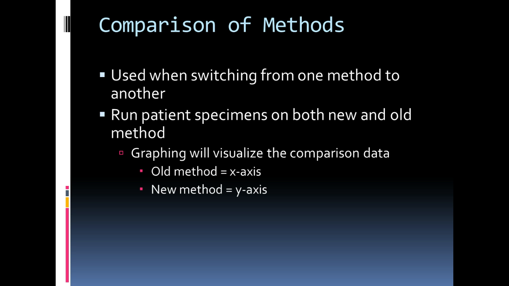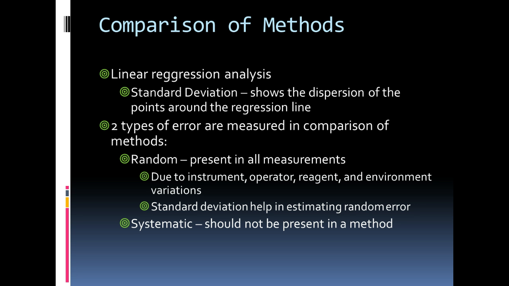You want to compare methods. When switching from one method to another, you run patient specimens on both the old and new method. So if you have old analyzer and you've got new analyzer, you're going to run the same specimens on both. You're going to put the old method on an x-axis and the new method on a y-axis, and you're going to compare the data. We want to see a linear regression analysis. Don't worry about having to know the definition of that. We're going to look at the standard deviation, which shows the dispersion, like how far apart, how different are they.